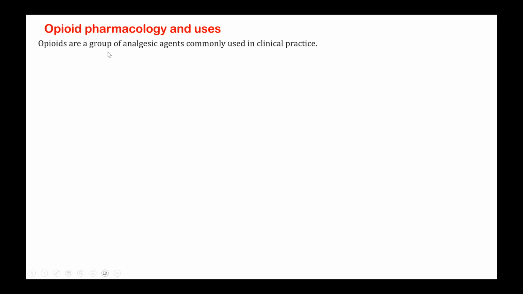Yes, sir. This presentation, what I have made, is going to give you some recent advances and inputs on opioid receptors. They are a group of analgesic agents commonly used in clinical practice. This all of you know because every day you are using fentanyl or pethidine or sometimes morphine also. So they are the commonly used analgesic agents, and even the tramadol that you are using routinely nowadays is a weak opioid only.